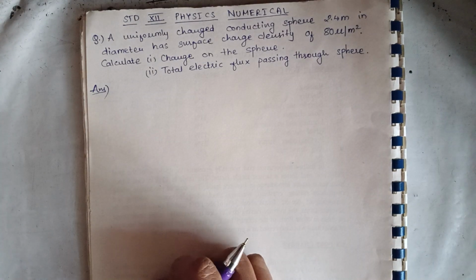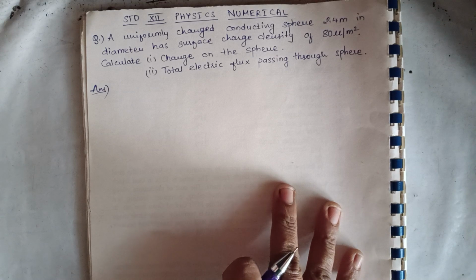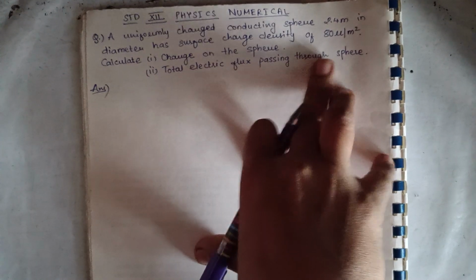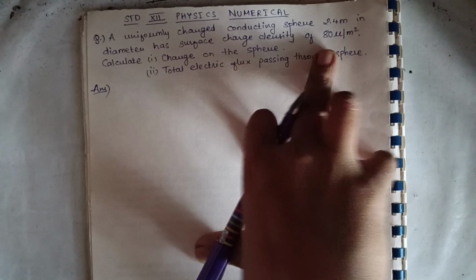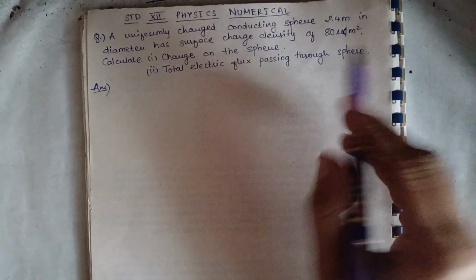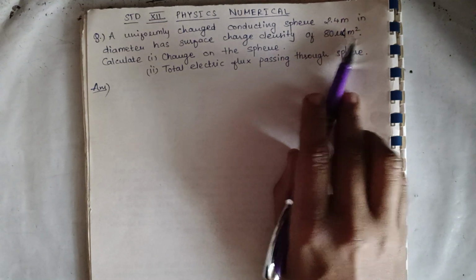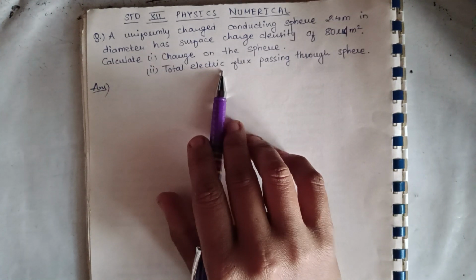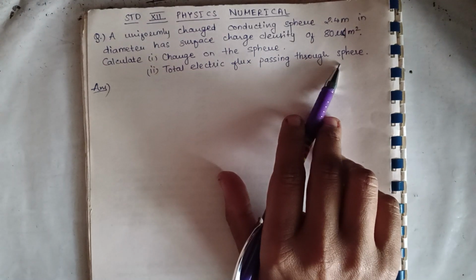A uniformly charged conducting sphere 2.4 meter in diameter has a surface charge density of 80 microcoulomb per meter square. Calculate the charge on the sphere and the total electric flux passing through the sphere.